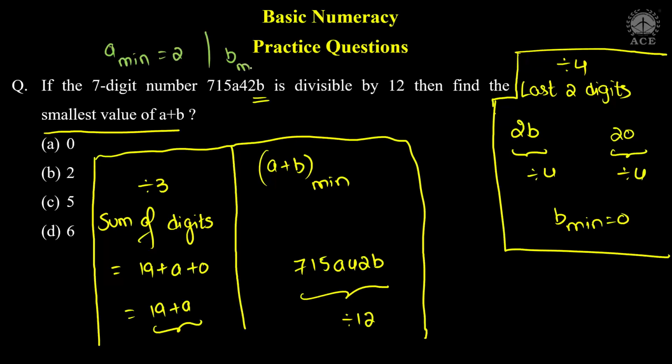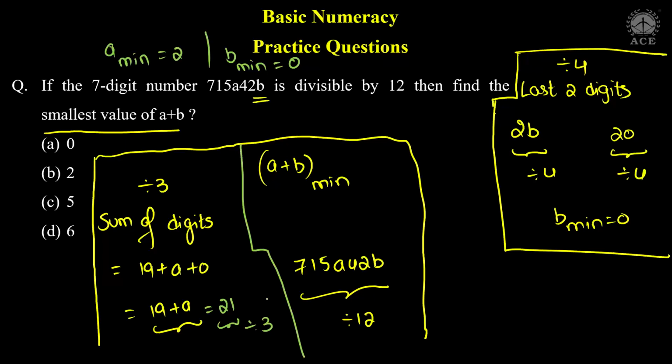B minimum is 0. Sir, why A minimum 2? So if this is 2, this becomes 21. 21 is divisible by 3. If the sum of digits is divisible by 3, then the entire number is divisible by 3, my dear friends. We should check whether the sum of digits is divisible by 3 or not. Yes, here the sum of digits is divisible by 3. So the entire number is definitely divisible by 3.